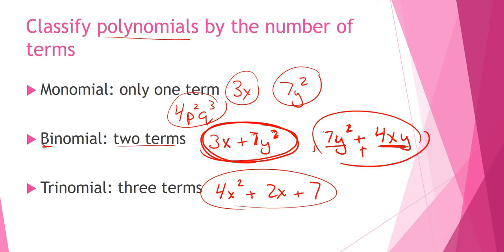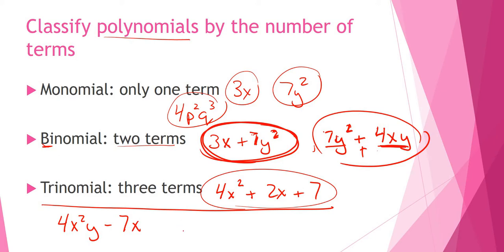All right, so terms. Monomials, three examples. Binomial, two different examples. A trinomial, one example. So tell me about this one. 4x squared y minus 7x. Is this a monomial, a binomial, or a trinomial? It is a binomial. It has two terms. The first term is 4x squared y, and the second term is negative 7x. We could write it with a plus sign, but plus and negative is the same as minus.